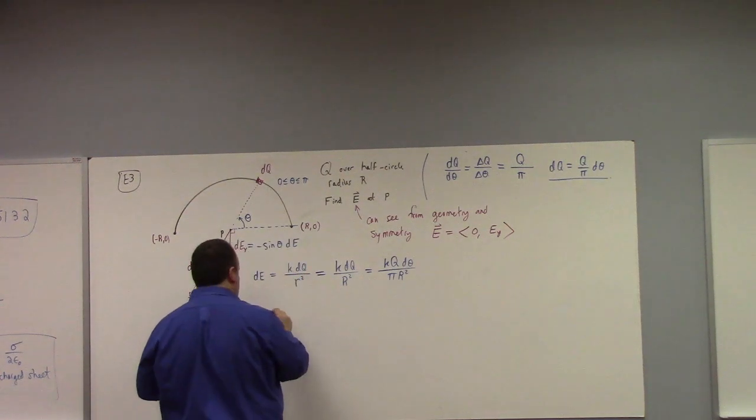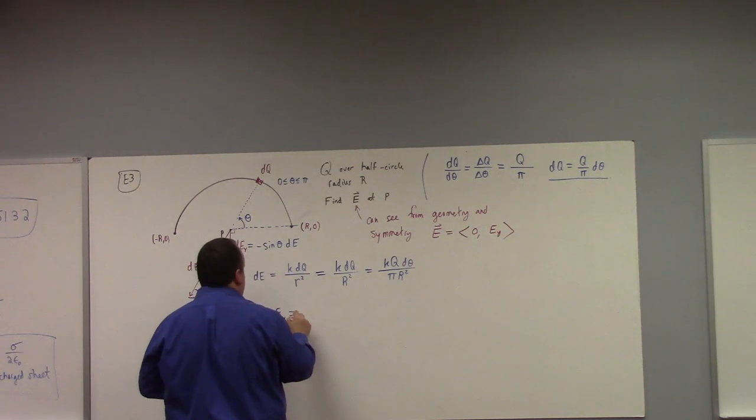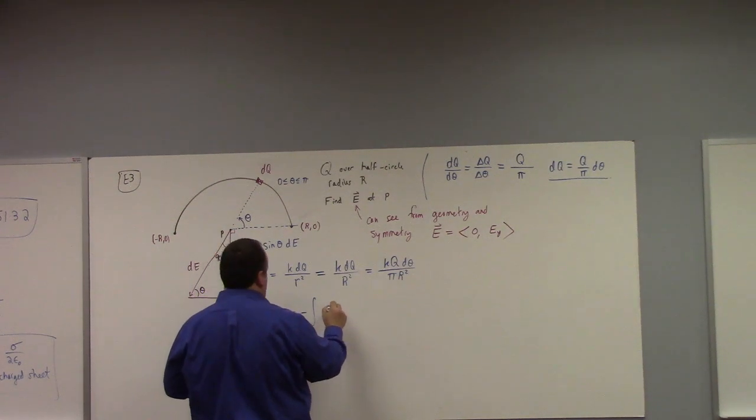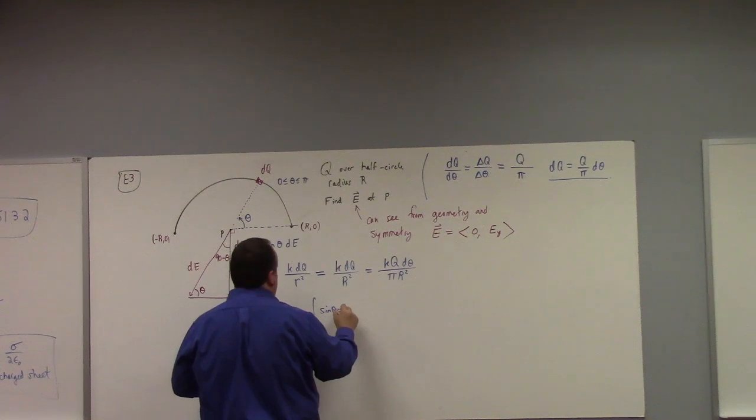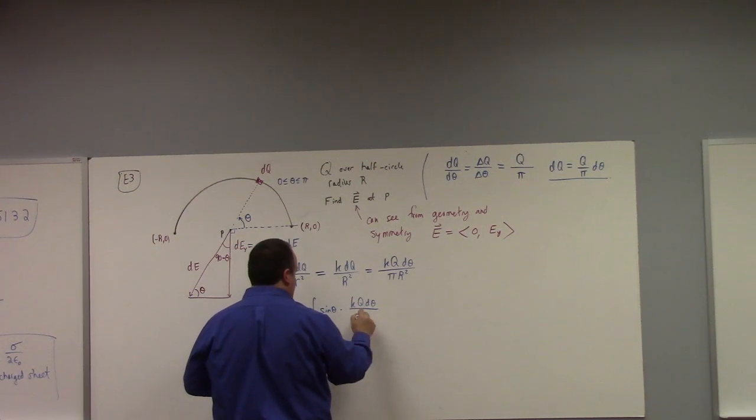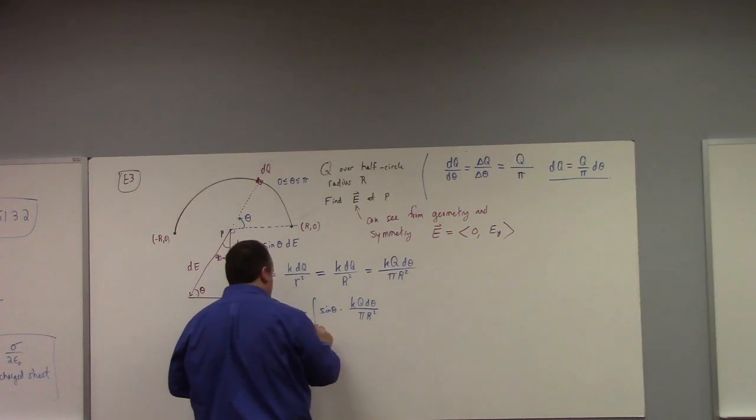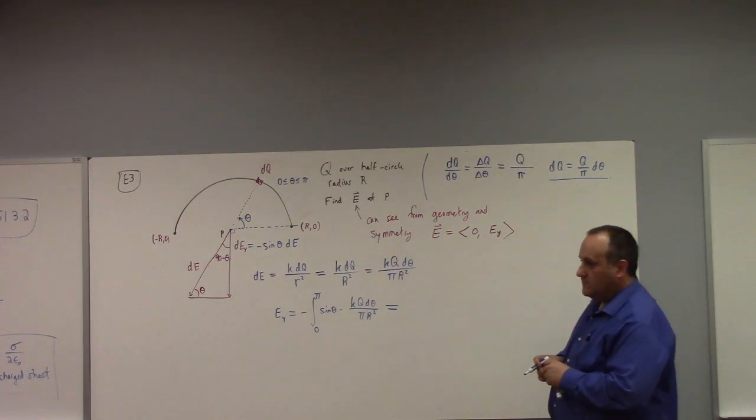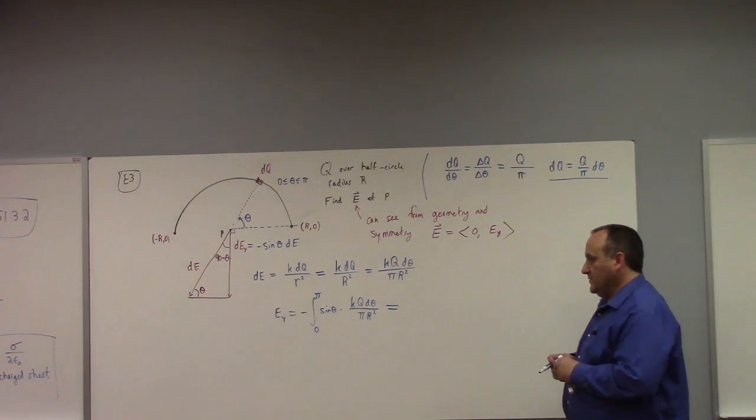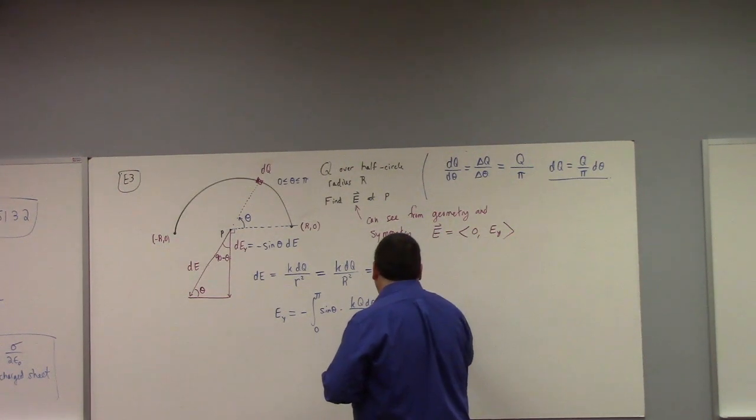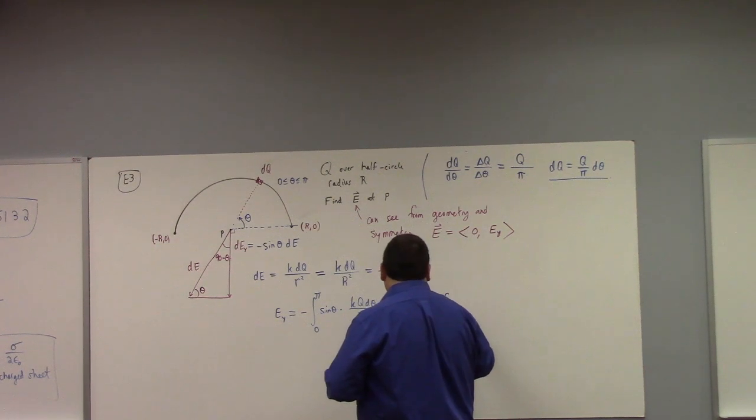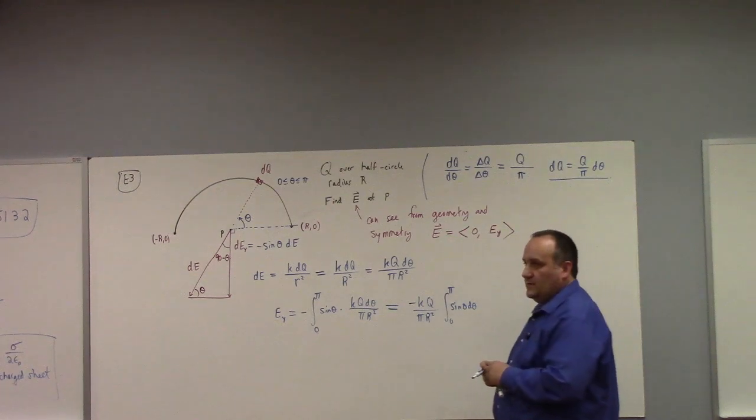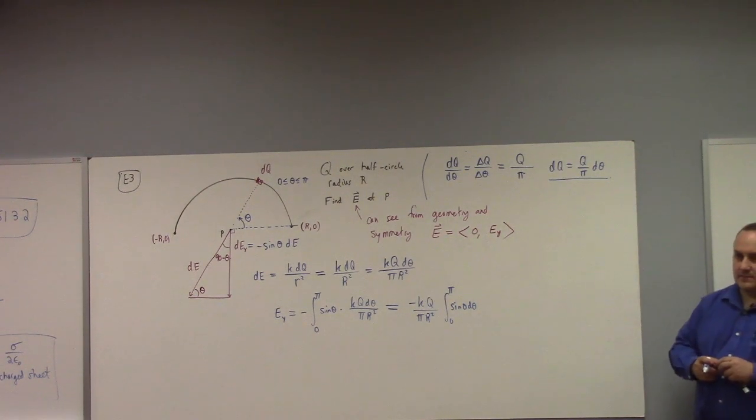So that means my electric field in the y direction is equal to minus the integral of sine theta times kq d theta over pi r squared, integrating from 0 to pi. Lots of the stuff here is just constant, so I get a minus kq over pi r squared out front. Then I'm up against the integral from 0 to pi of sine theta d theta. What's that integral?